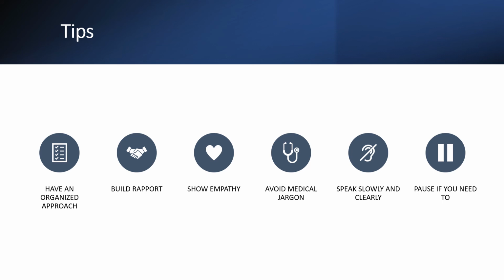Some tips to remember are to have an organized approach to your encounter. You want to build rapport throughout. This can be from remembering to address them correctly, remembering what their name is, giving them a sip of water if they're coughing, or providing a sanitary napkin. You want to show empathy when indicated. Always, always avoid using medical jargon. This lowers your score in communication. You want to always speak slowly and clearly to get your message across. Remember to pause if you need it, because this allows you to think and process the information that you've heard in order for you to answer or ask a question correctly.